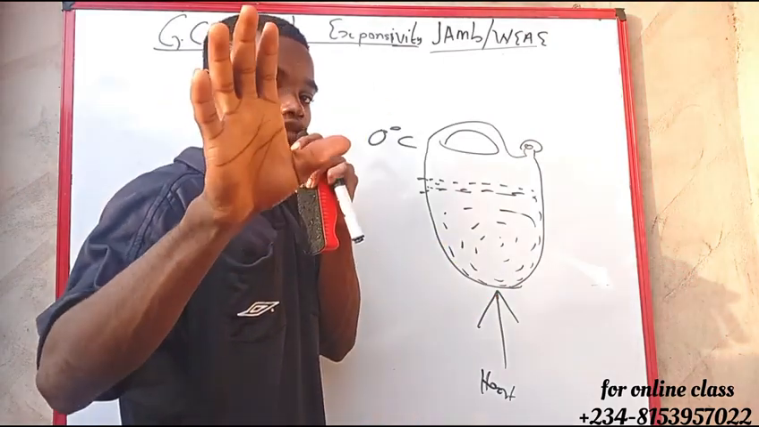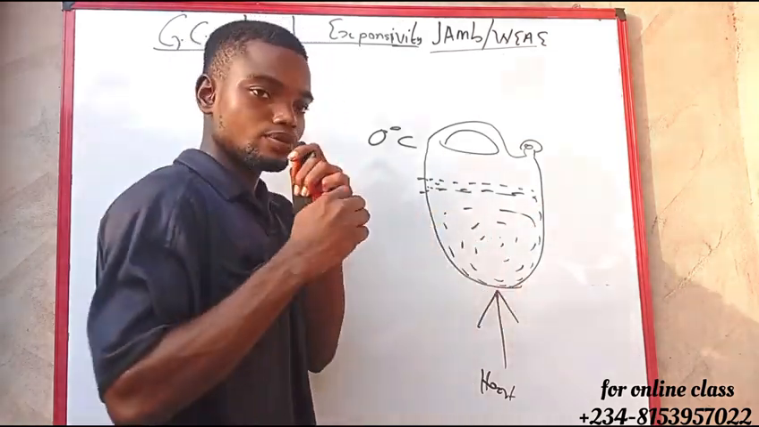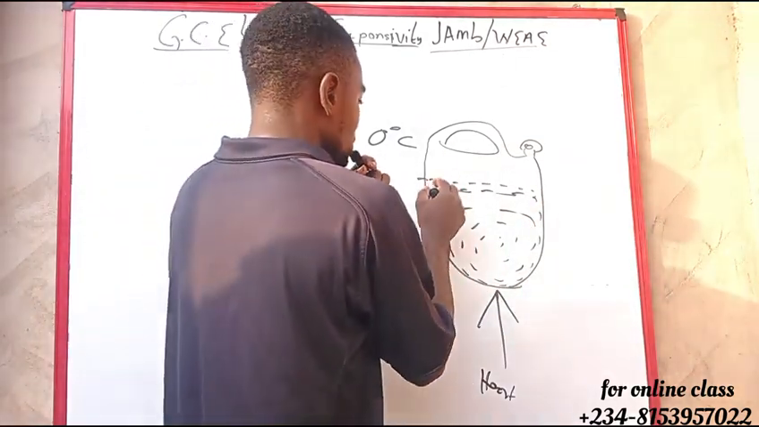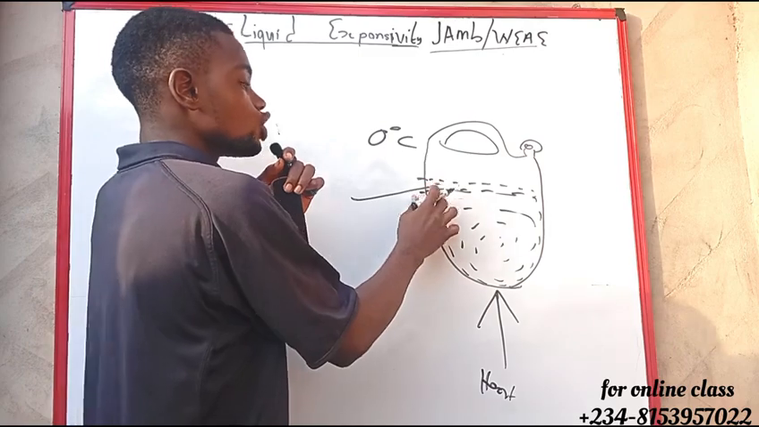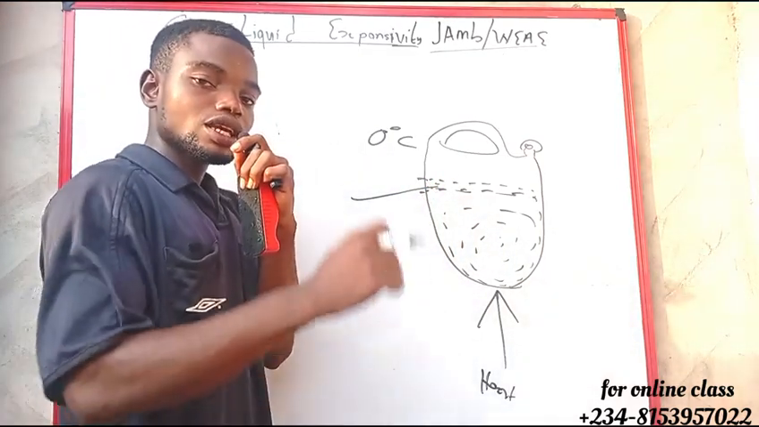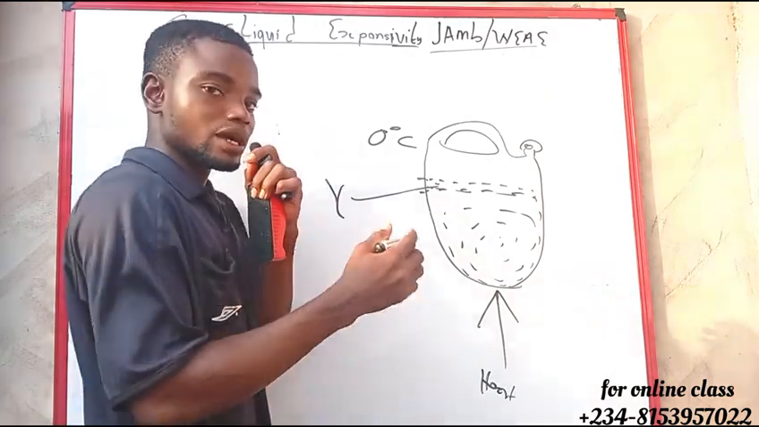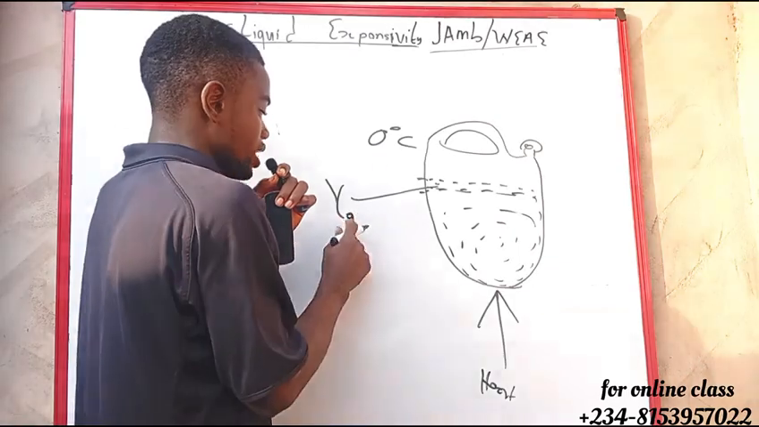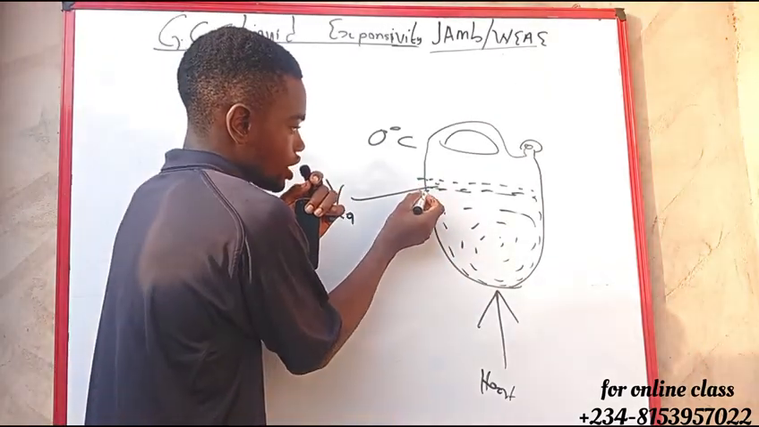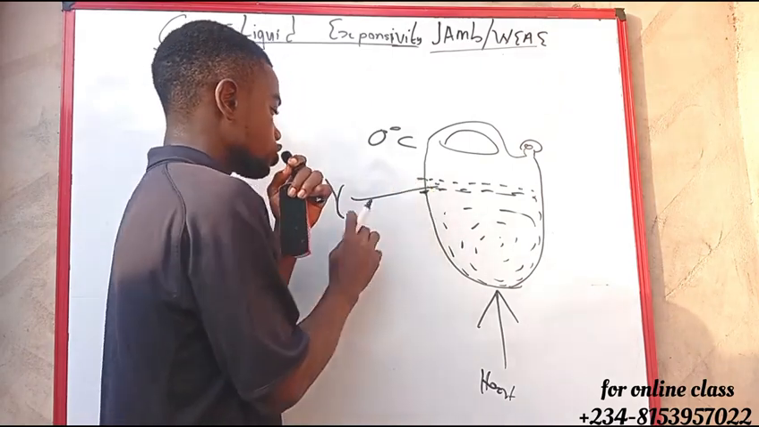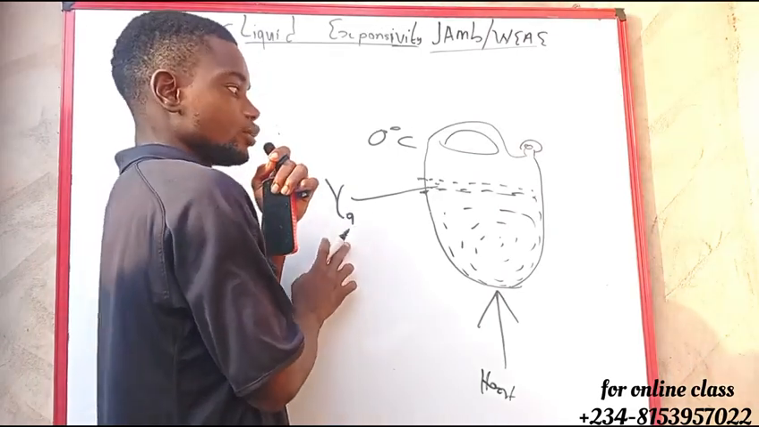Now, what will be the formula? Since this container is also going to expand, the rate at which this liquid is going to expand is what we call apparent liquid expansivity. Apparent expansivity of the liquid. The rate with which the liquid expands from here to this place is called apparent liquid expansivity, or apparent expansivity of the liquid.